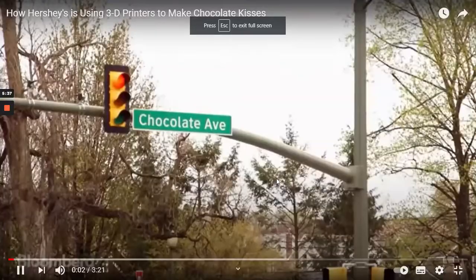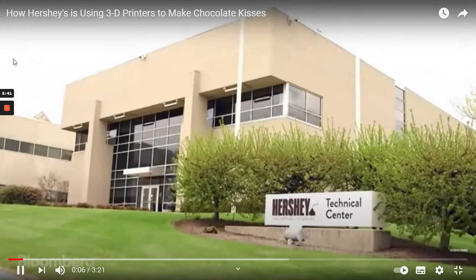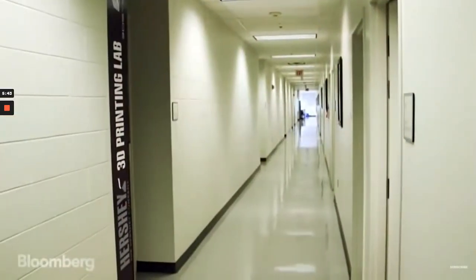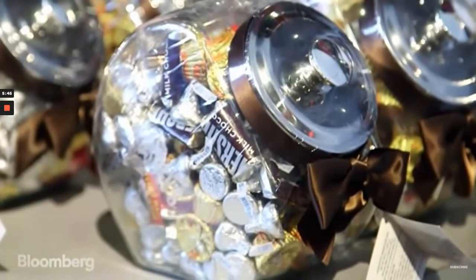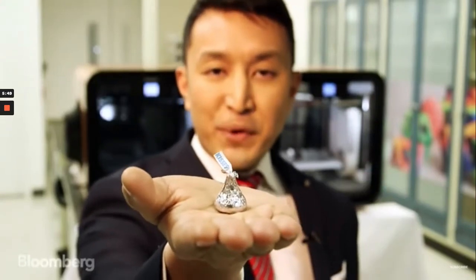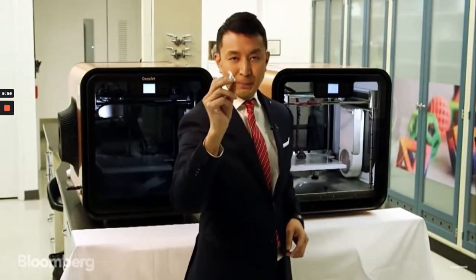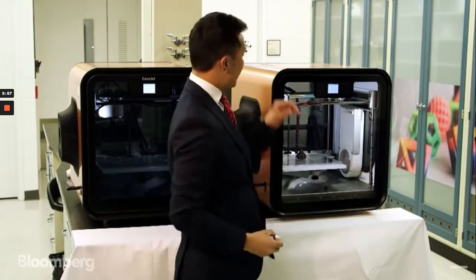Not far from Chocolate and Cocoa Avenues in Pennsylvania, American chocolatier Hershey experiments down these halls with a well-known confection. You know what this is. This is a Hershey Kiss. It was first produced in 1907, but more than 100 years later, we're getting a high-tech take on this traditional piece of chocolate. And the magic is happening right in here.